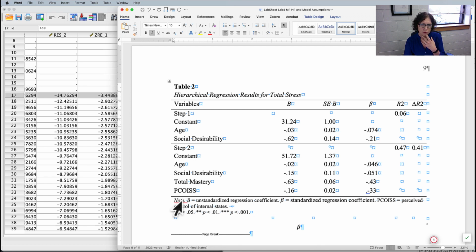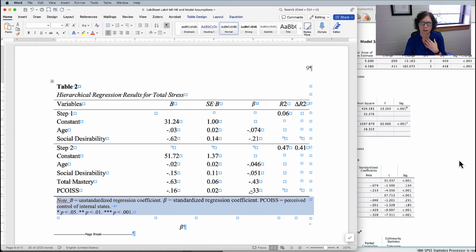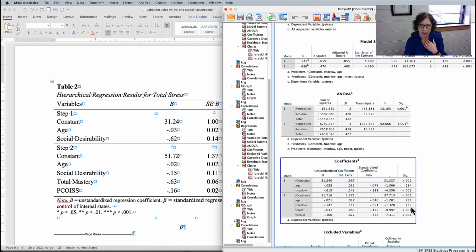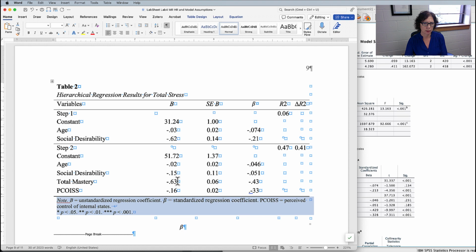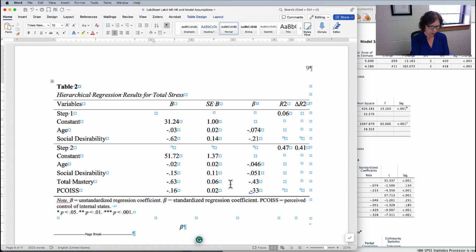Okay, we still need to apply the asterisks, right? So I'm going to go back to my output here and look at that here: age, T Marlowe, T Mast, and T Picous. Out of those, only Mast and T Picous are significant, but they're at p less than .001, right? So I'll come in here and put the asterisks.